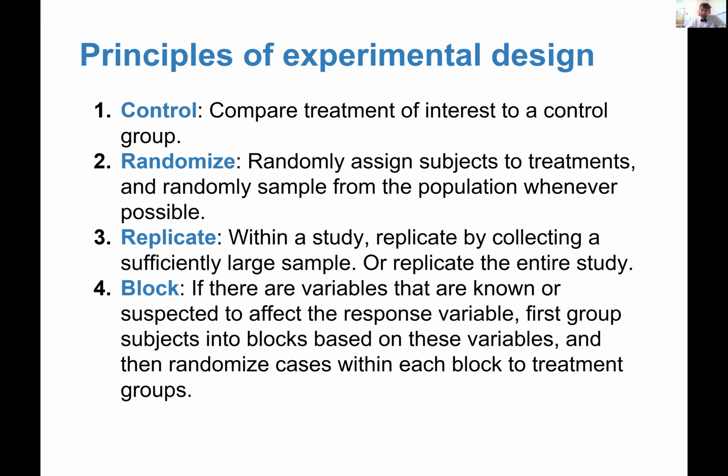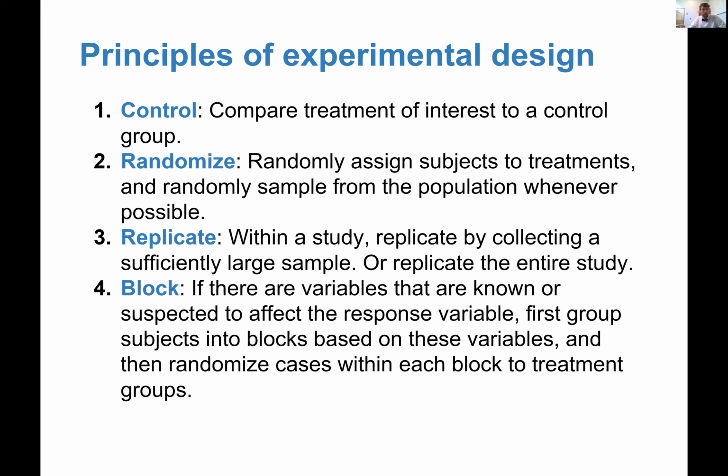And then blocking is when there are variables that are known or suspected to affect the response variable. Make sure that you have equal proportions of that group. For example, say you suspect something affects women more than men, then blocking would be to make sure your treatment and control group both have equal proportions of men and women, so that it won't affect the thing you're looking for.